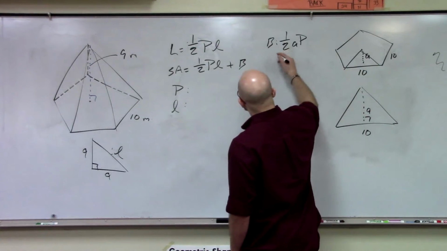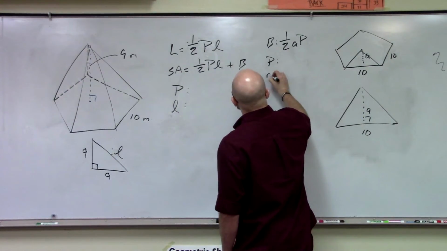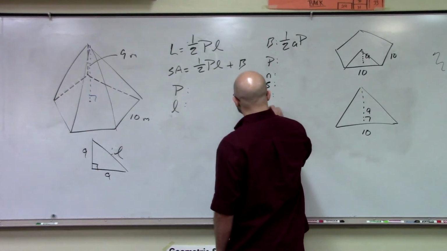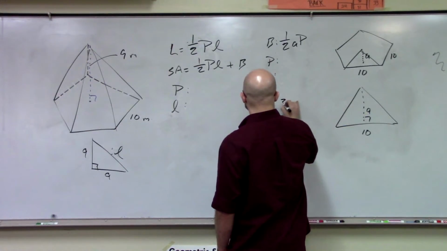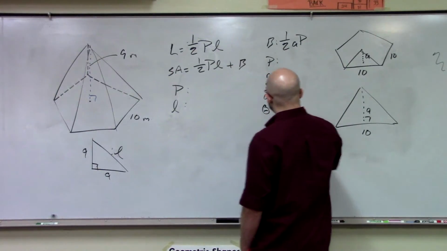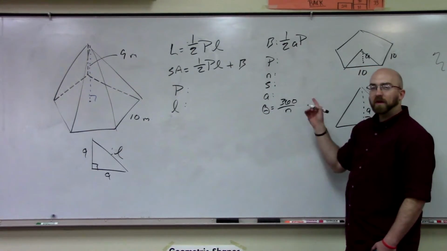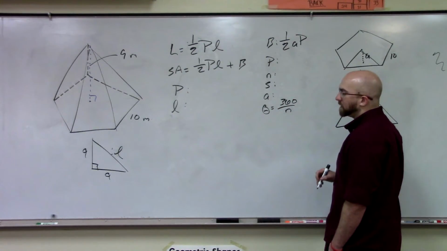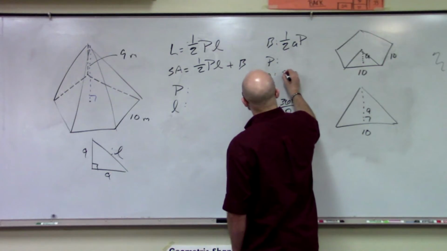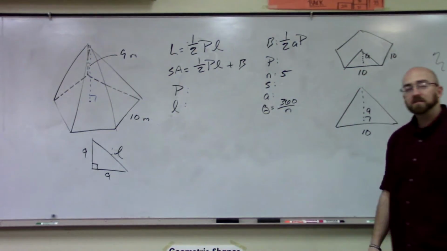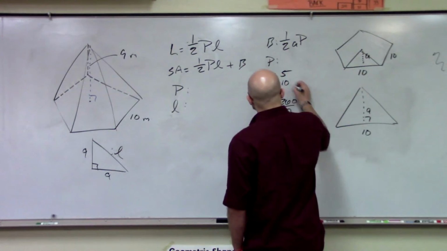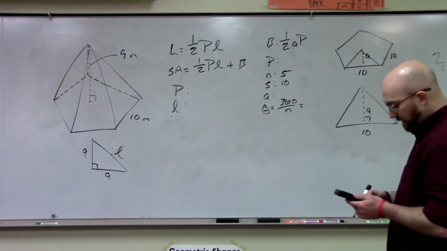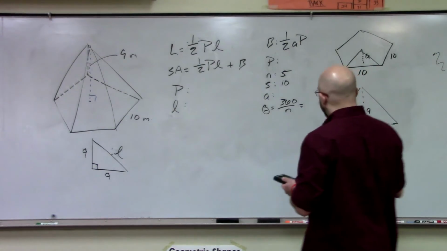To find this, hopefully we remember we need P, N, S, A, theta, which is 360 over N. All right, perimeter of the pentagon. Nice. What's nice about this P and this P are the same. All right, N, we have five number of sides. 5. S, our side length, which is 10. Our theta, 360 divided by 5, 72.